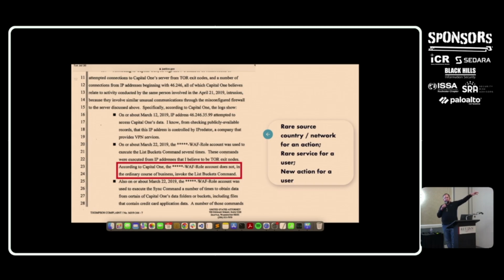It's coming from a VPN provider somewhere else. So it's coming from a source geography and network that is anomalous. And the next question is, why is the WAF role accessing S3, which is never done before? So there's new action behavior there for the user context.